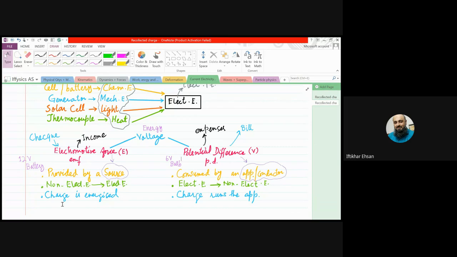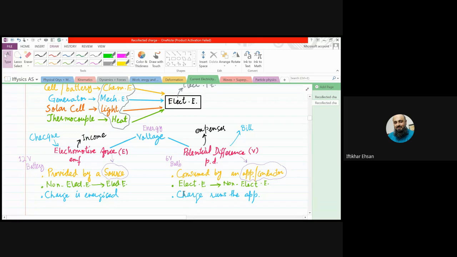Similarly, when we say a circuit is run by a battery, a source of current, in actual, the source of current is not going to go to each appliance and move it. No, the source remains in its place. It only gives energy to the charge. The charge gives energy to the appliance.